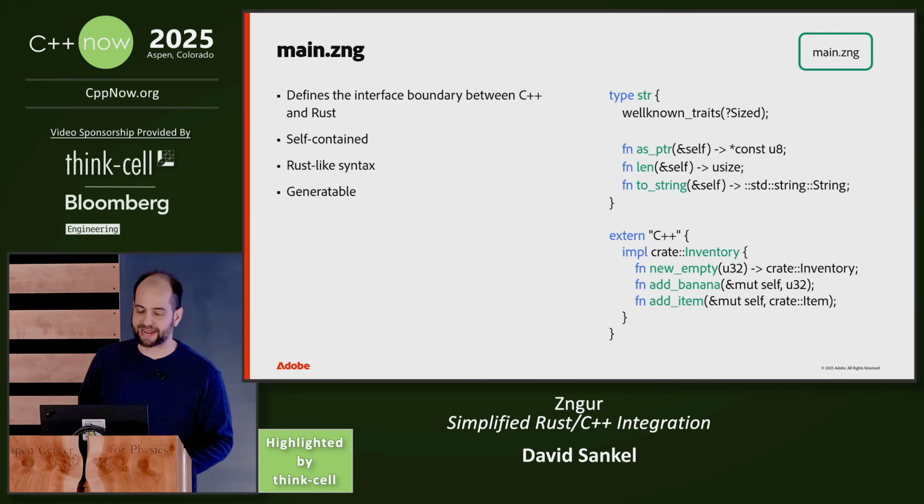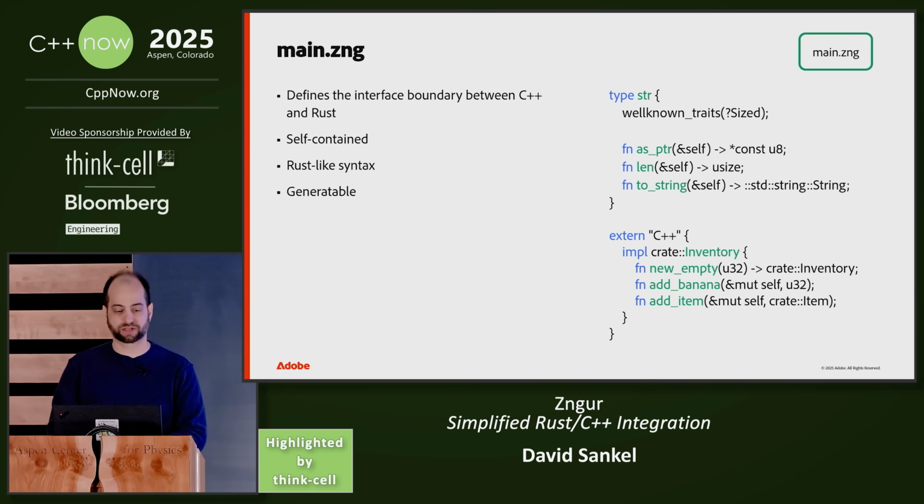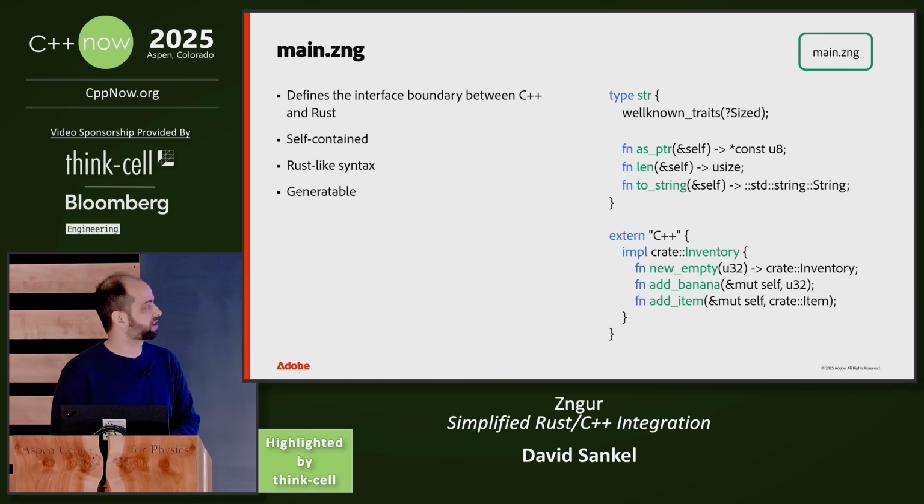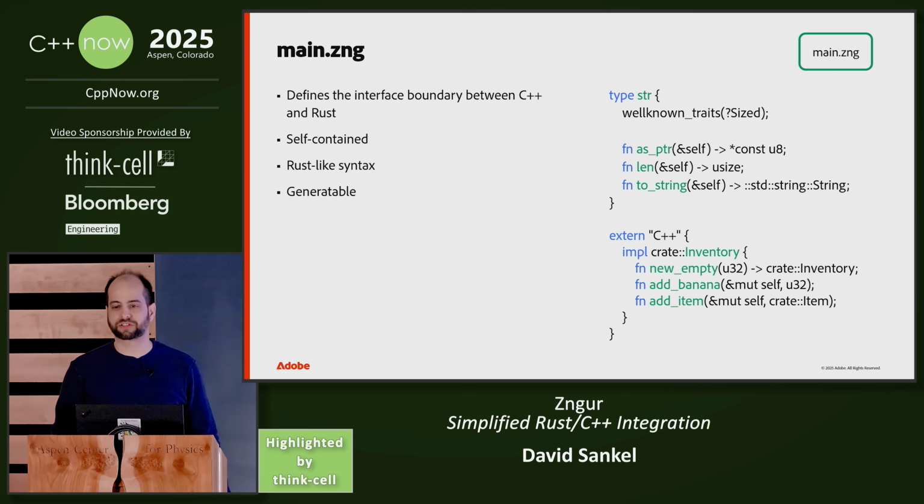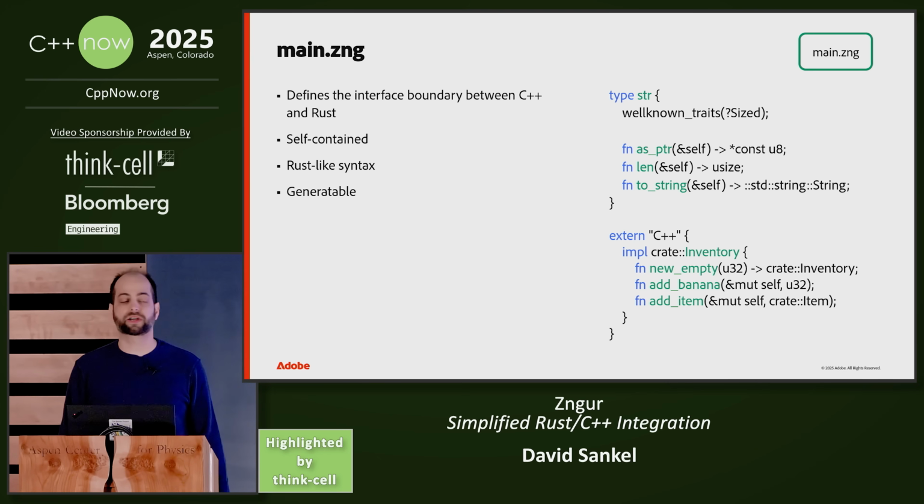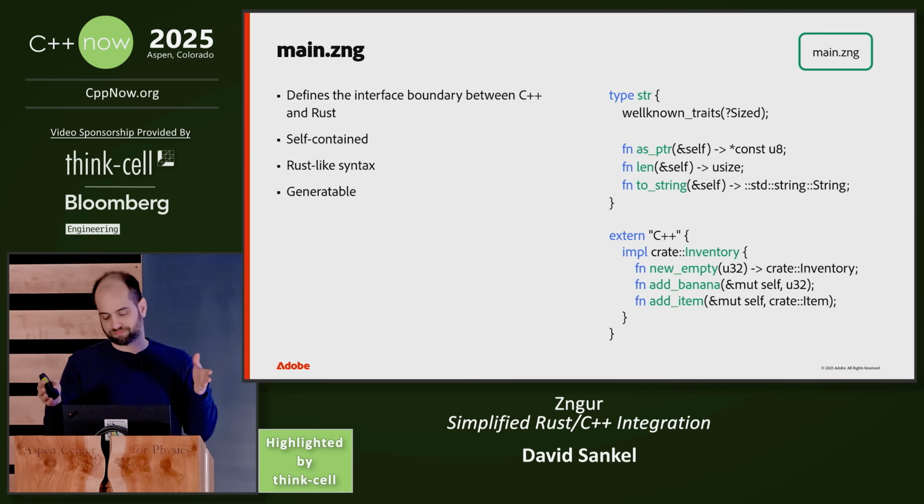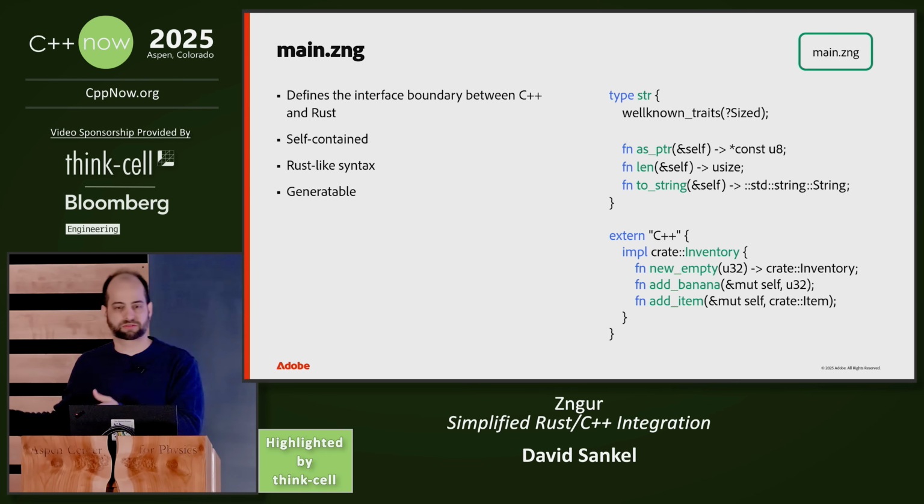So looking at this Zngur file. As I mentioned, it defines the interface boundary between C++ and Rust, self-contained. It does have Rust-like syntax. Like if you look over there and squint a little bit, those functions look a lot like Rust functions, which makes sense, right? Because if we have the subset semantics, you want to provide a Rust signature because that's the only thing that's going to be completely representable in Rust and C++.